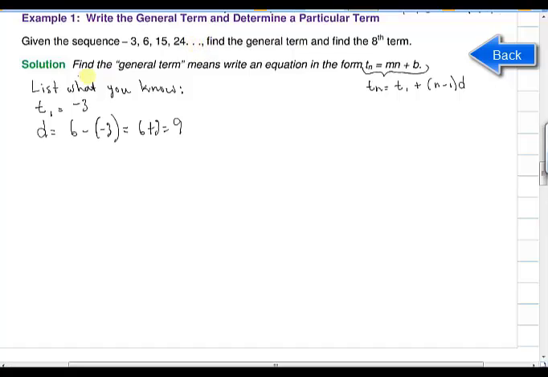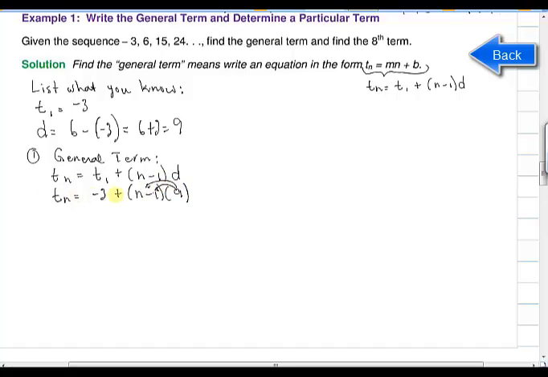Okay, so the first thing that we're asked to do is to find the general term. Okay, that means that you're going to want to start with t subscript n equals t1 plus n minus 1 times d. Okay, now all we know in the general term is what t1 is, -3, and we know that d is 9. So we can start by plugging those in right away. So we're going to go t subscript n equals -3 plus n minus 1 times 9. Okay, and we're going to distribute the 9.